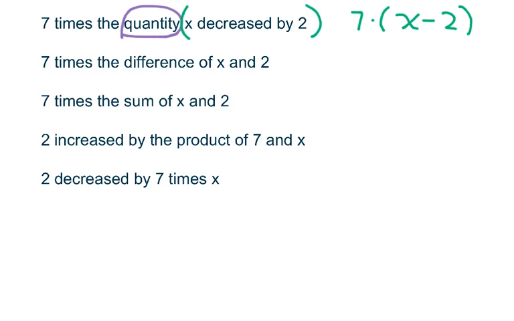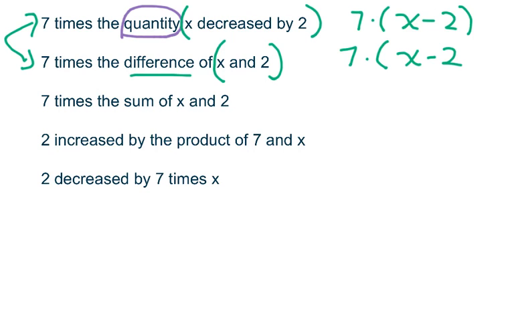Now, look at the difference between these two, the wording. This is 7 times the difference. The difference of, you see the word of, that means these two go together. So that's going to be 7 times the difference, which is x minus 2, that you learned from the previous videos. These are the same. So this is just two different ways of saying the same thing.